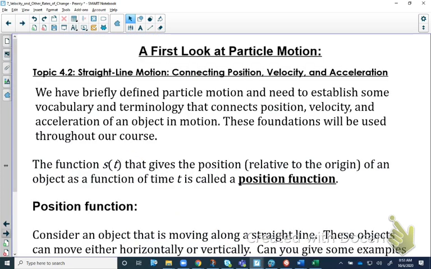So moving on, now we're going to be taking a look at some vocabulary and how we're going to interpret the meaning of position, velocity, and acceleration. Here it's telling you we briefly defined particle motion, and now we need to get some context with some vocabulary, some terminology that connects those three things in relation to motion.